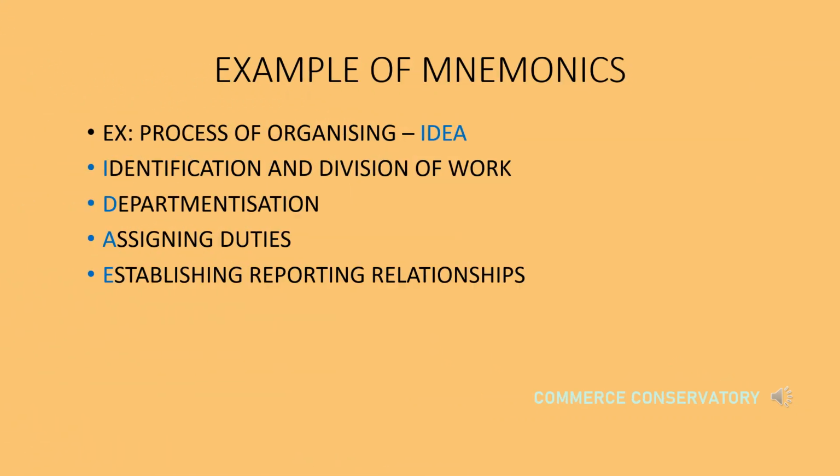Another way to do them is to just take the first letters of the subheadings and try to make a word. For example, process of organizing would be idea: identification and division of work, departmentalization, assigning duties, and establishing reporting relationships.